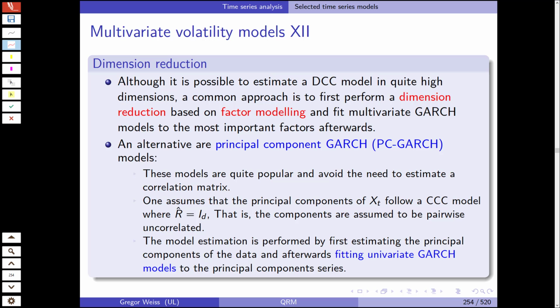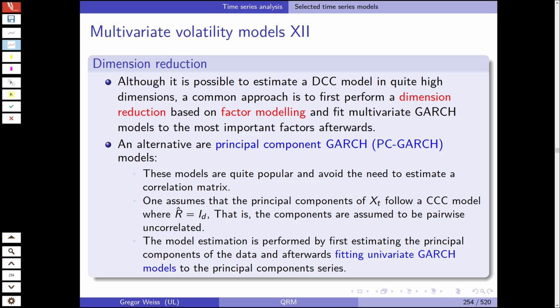Then you can also try your hand at dimension reduction. It is possible to estimate a DCC model in quite high dimensions, say 10, 20, 50 variables. But a common approach is to first perform a dimension reduction based on factor modeling and then fit multivariate GARCH models to the most important factors afterwards. So one alternative could be the principal component GARCH, or PC-GARCH. These are quite popular and they avoid the need to estimate a correlation model.